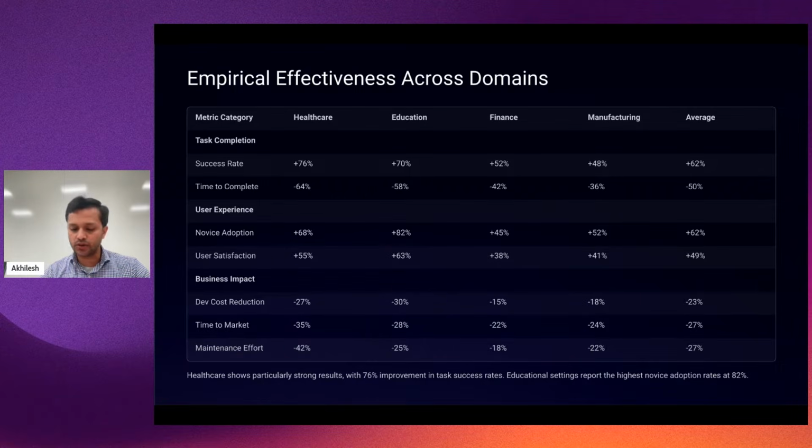That's the highest across all the sectors. I think again, teachers are natural communicators, in terms of explaining concepts and all that. So that clearly shows it there. And with finance, we have seen some moderate gains, where it's about an 18% reduction.